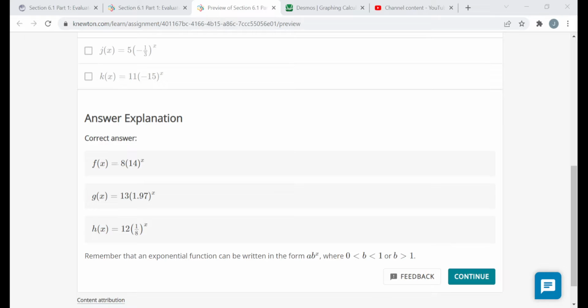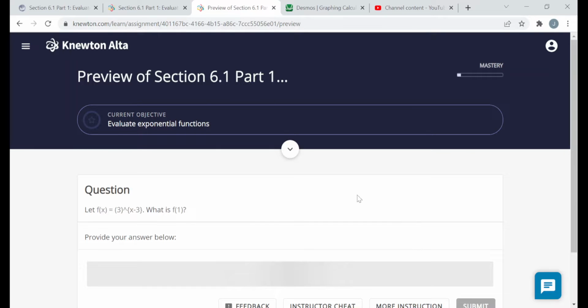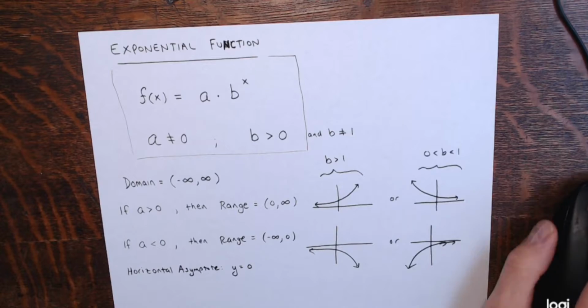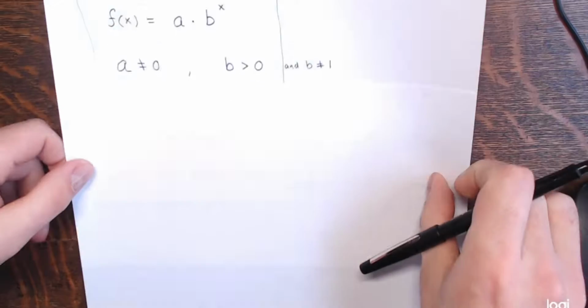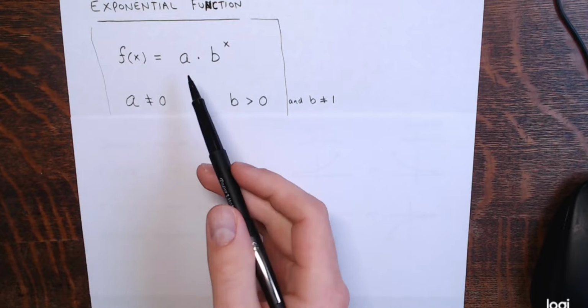All right, so continuing on. Now I'm just into the objective evaluate exponential functions. So this is simply just like you evaluate any function. You're given a rule for a function and plugging in some input, getting some output. What is that output? So I'll write this up. So they're giving us an exponential function here. Now remember I said this is how an exponential function can look. Any function that can be written this way is exponential.